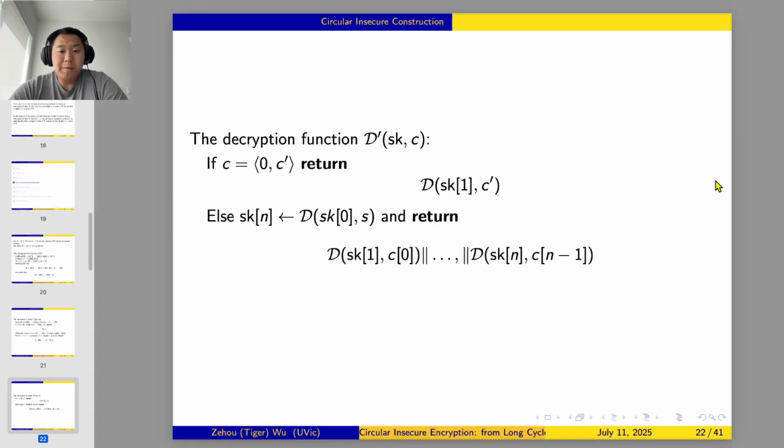The decryption function takes a secret key sk and a ciphertext c. If the ciphertext is a tuple of 0 followed by c prime, it would simply decrypt c prime with sk1. Otherwise, it first computes skn from s, and then it decrypts each part of the c with the corresponding secret key, and then concatenates the results to reform the message.